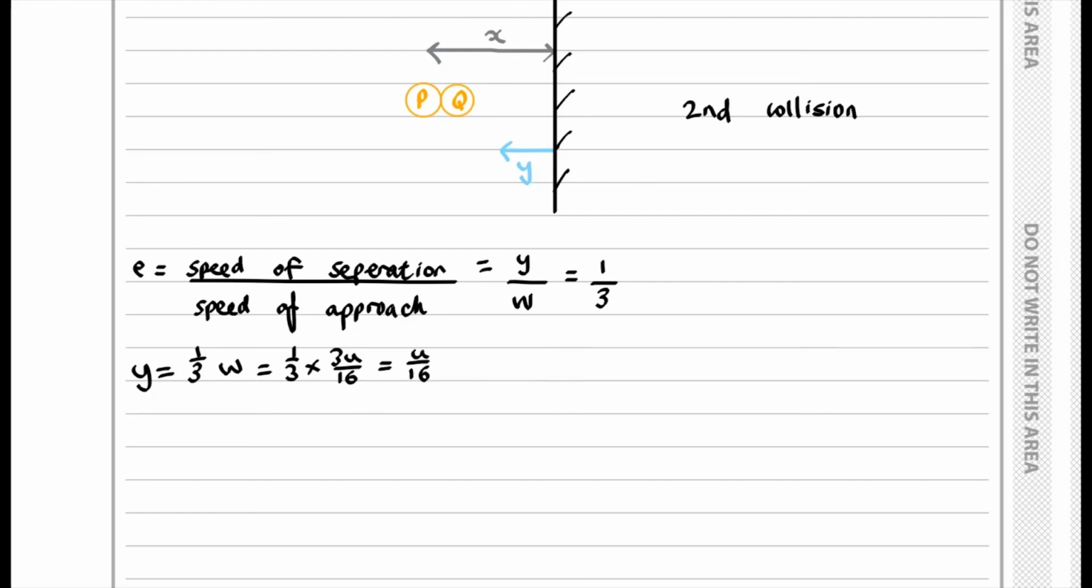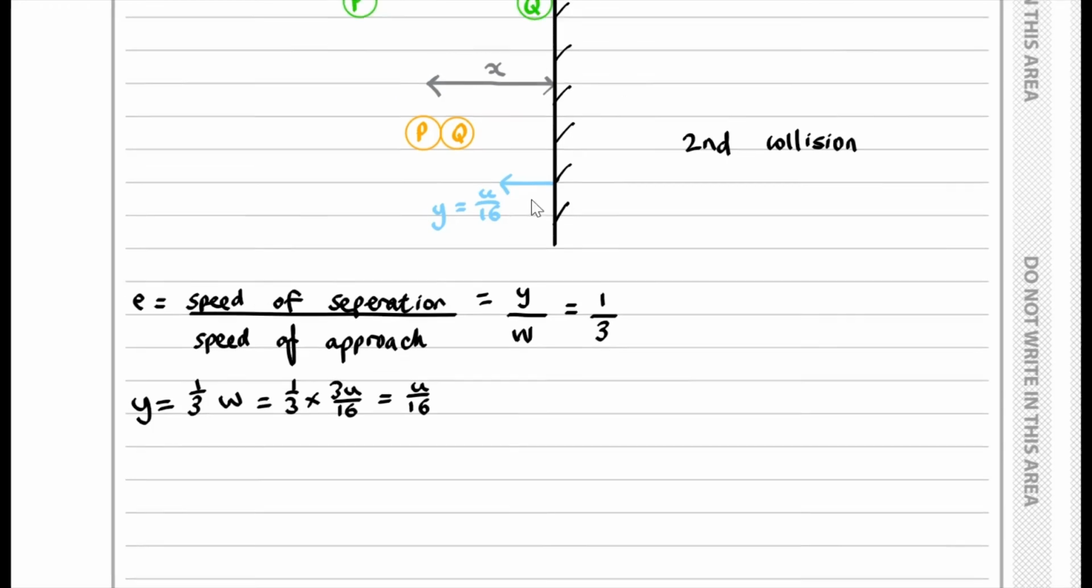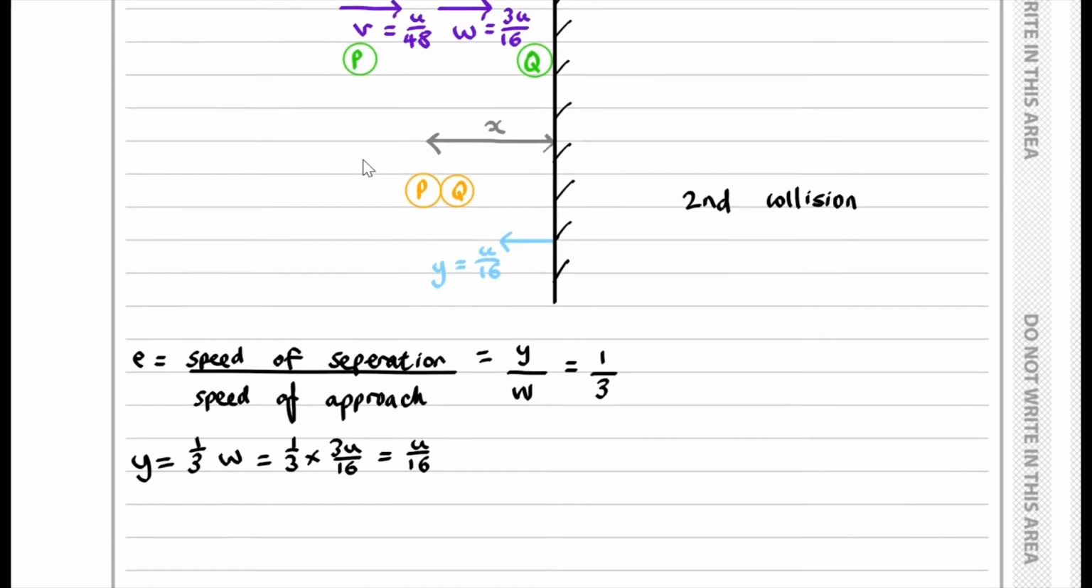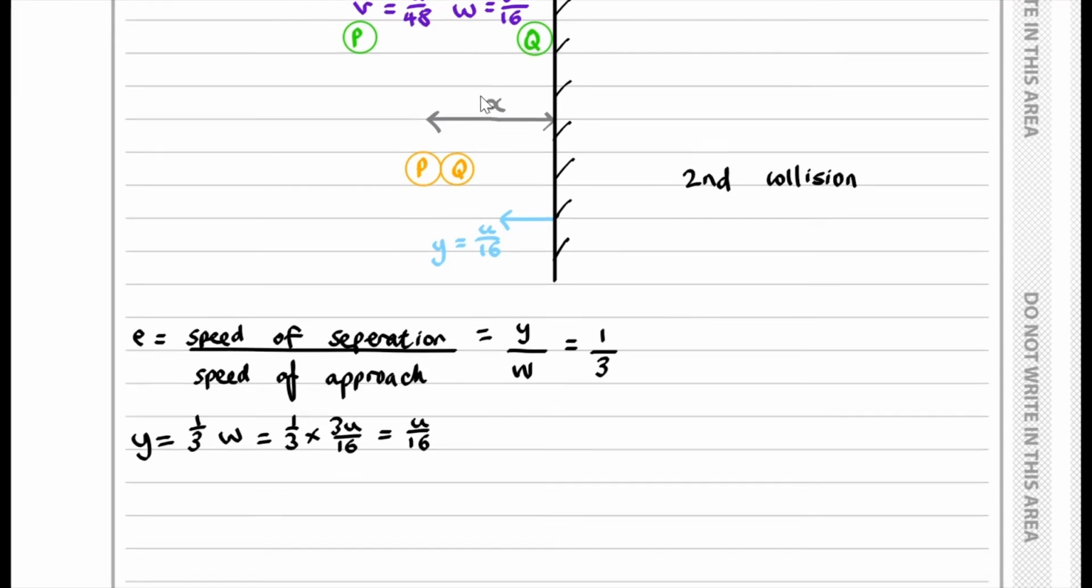So therefore, if we move this a bit over here, we have y which is equal to u over 16. Okay, hopefully that makes sense. And what else we can do with that is we can now find essentially the time it takes Q to get to this second collision. We can also do a similar thing with P, and we can therefore set those times equal to each other because they'll be at the same place at the same time, if that makes sense. So let's do that.